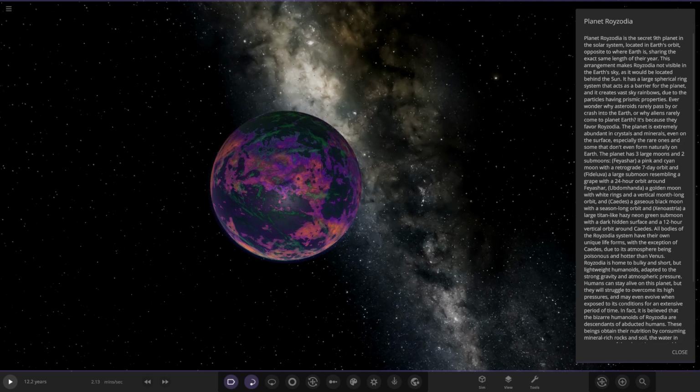Okay, all bodies of the Roy Zodia system have their own unique life forms, with the exception of, like I said, that one, Ceres, due to its atmosphere being poisonous and hotter than Venus. Roy Zodia is home to bulky and short but lightweight humanoids adapted to the strong gravity and atmosphere pressure. Humans can stay alive on this planet, but they will struggle to overcome its high pressures and may even evolve when exposed to its conditions for an extensive period of time.